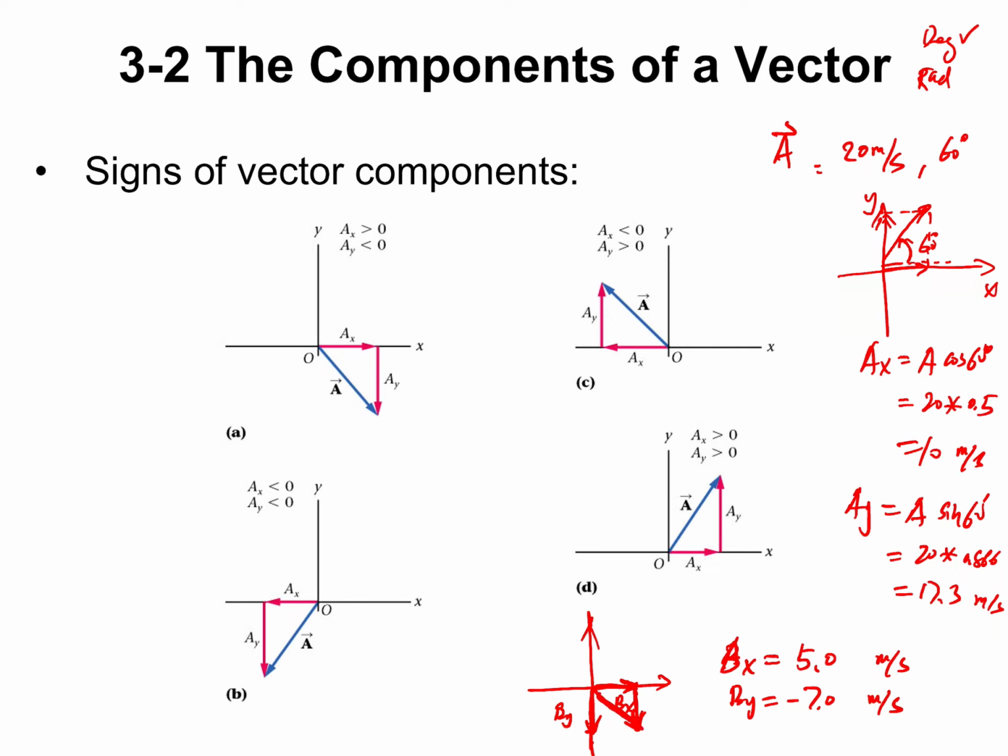Okay, so what is your magnitude B? B equals the square root of Bx squared plus By squared, right, equal to 5.0 squared plus negative 7.0 squared, right? And what is this? So this will be 8.60 meters per second. That's the magnitude. Well, let's use three significant figures for the problem, right? So I have 3 digits basically.